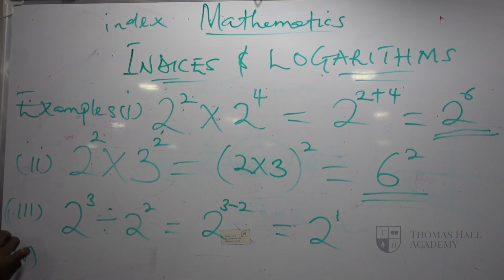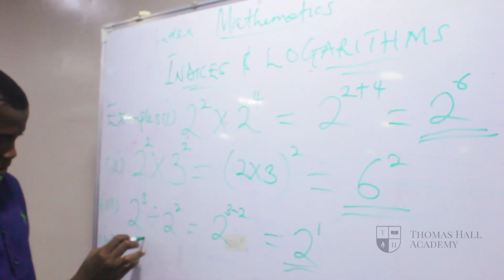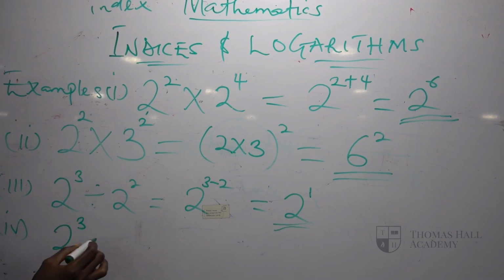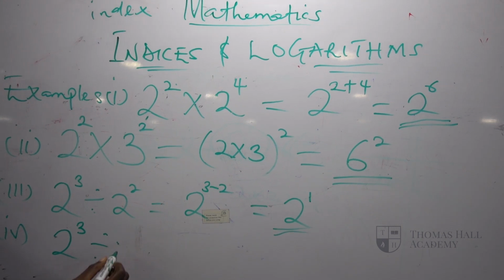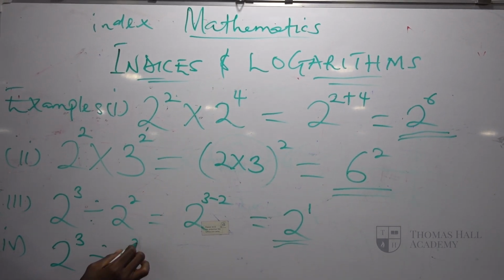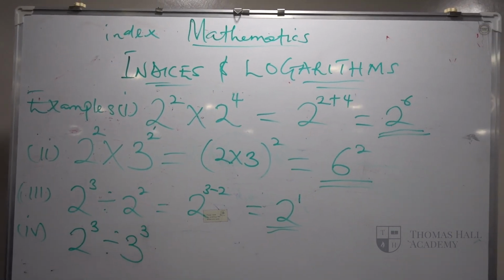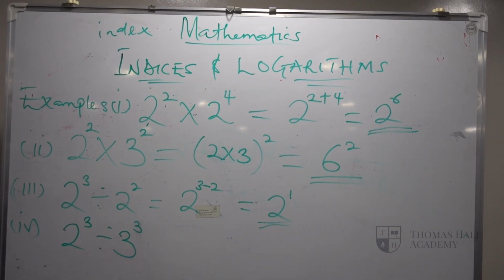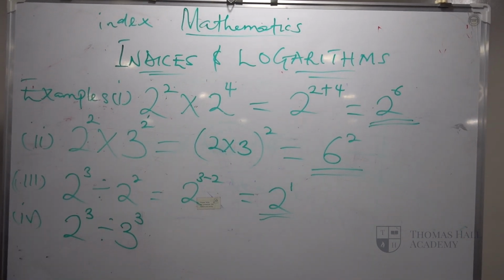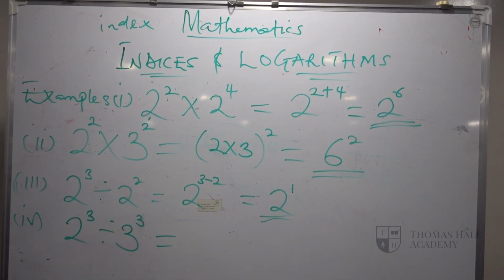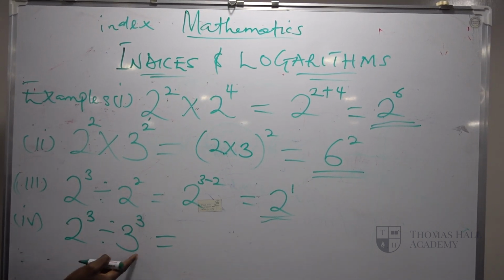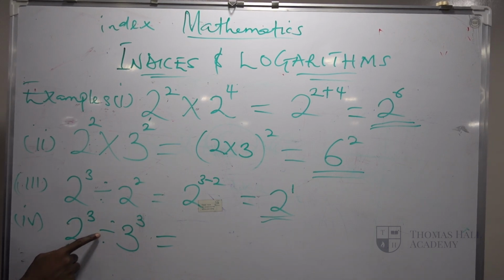Let's have another one. 2 raised to power 3 divided by 3 raised to power 3. This is another example similar to what we have here, but the only thing that we change is the sign. Now, the bases are different, but there is a division sign between them, but the powers are the same.